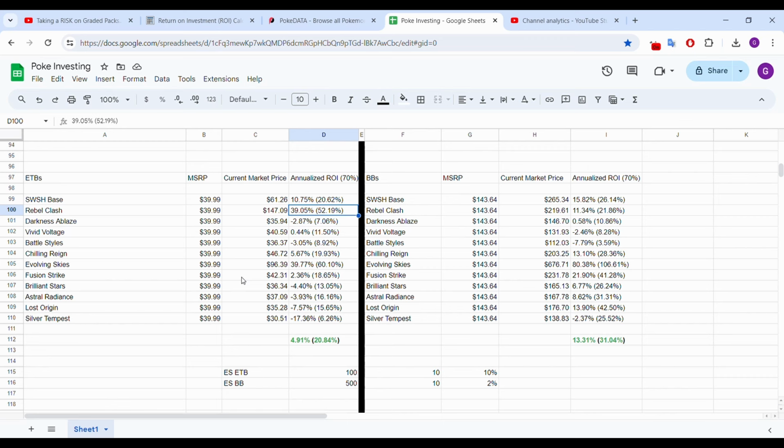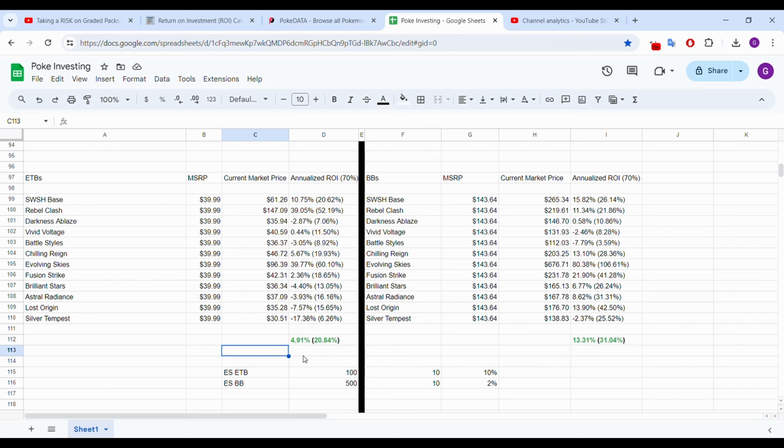Fusion Strike, again, same MSRP, $42.31 current market value, 2.36% annualized ROI. Brilliant Stars, $36.34 current market price, negative 4.4%. Astral Radiance, $37.09 is negative 3.93%. Lost Origin, $35.28 is negative 7.57%. 757, terrible plane, by the way. Side note. Silver Tempest, $30.51, negative 17.36% annualized ROI. So when we add all these up, divide by 12, we get our average 4.91% annualized ROI return.